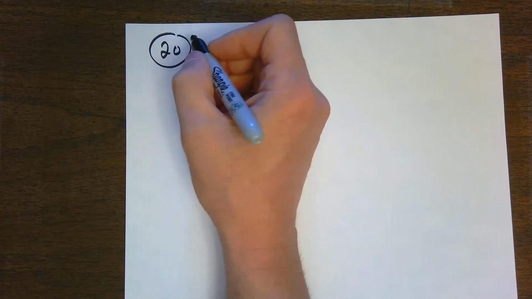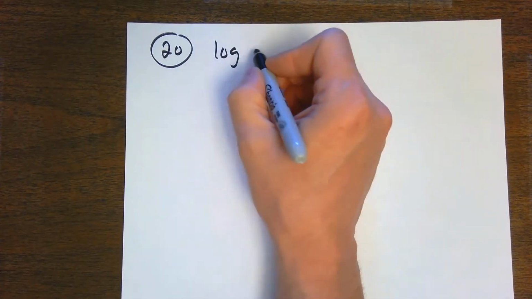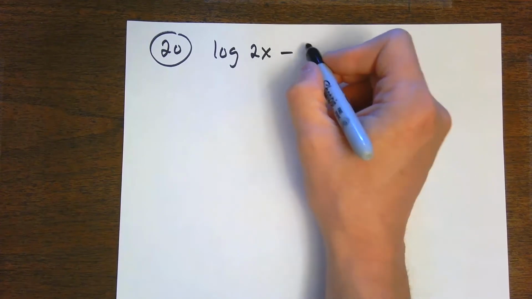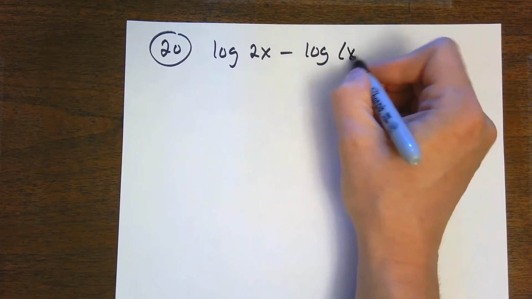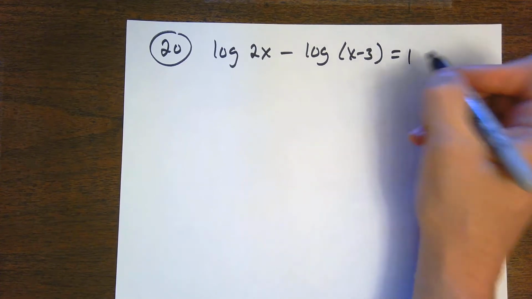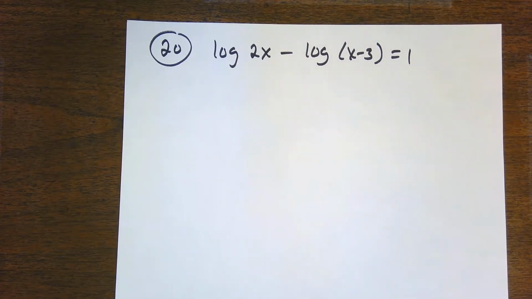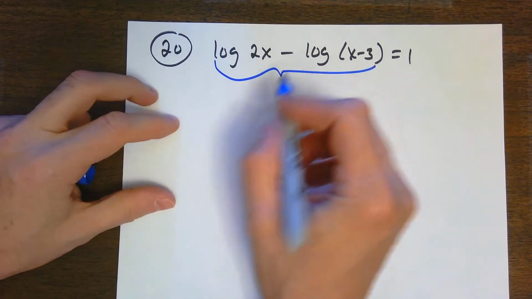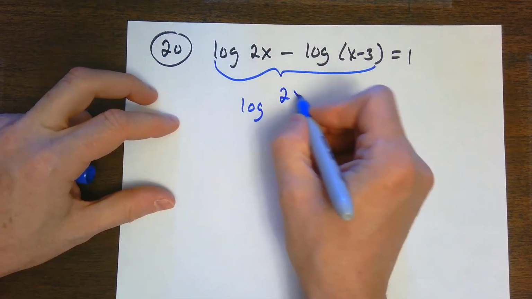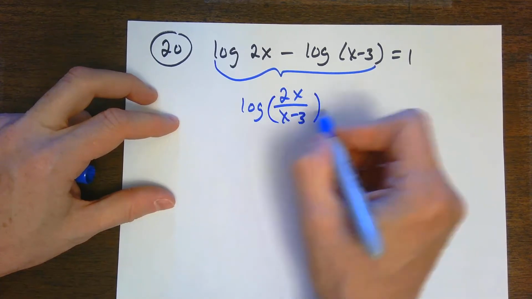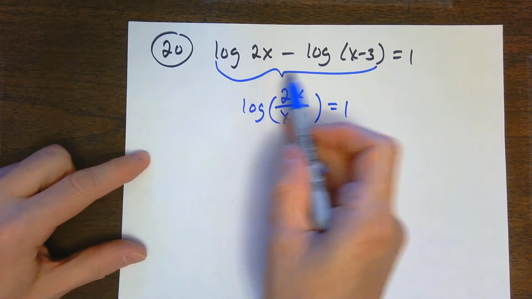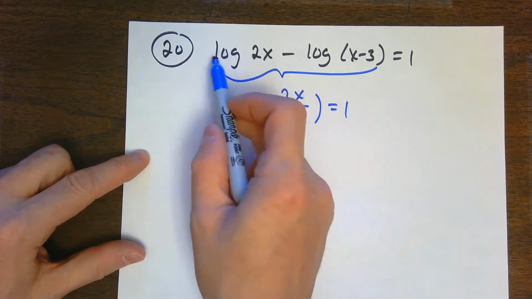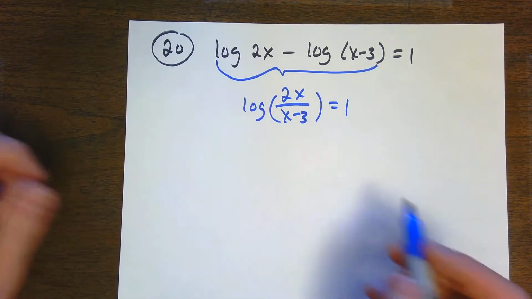So the first one I'd like to do is problem number 20. And 20 is a solving: the log of 2x minus the log of x minus 3 is equal to 1. And I want to solve this. All right. First thing that occurs to me is I can combine these. Quotient rule becomes the log of 2x over x minus 3 equals 1. So the first thing I did was use properties of logarithms to combine them. There were no powers out front that I had to deal with. Now I'm going to rewrite.